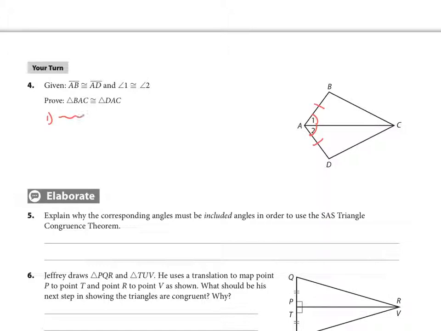I'm going to be a little bit lazy here and write down that statement number 1 is the given. I'm not going to write down that whole statement, but we have two pairs of congruent parts, right? We have a pair of congruent sides, a pair of congruent angles. Keep in mind, we have two congruence theorems: ASA from the last lesson, SAS from this lesson.